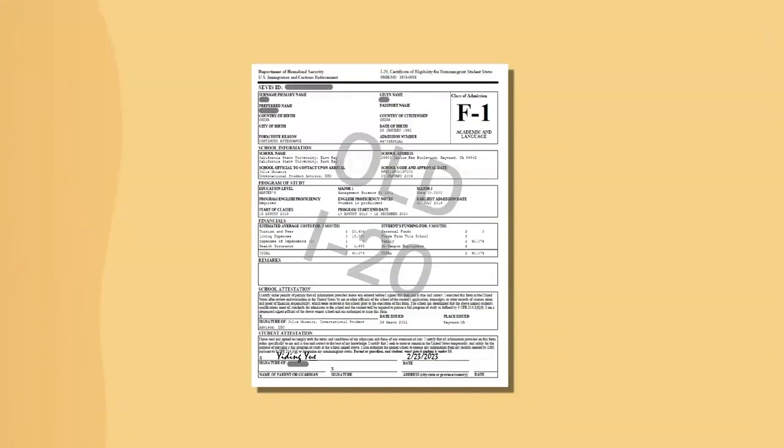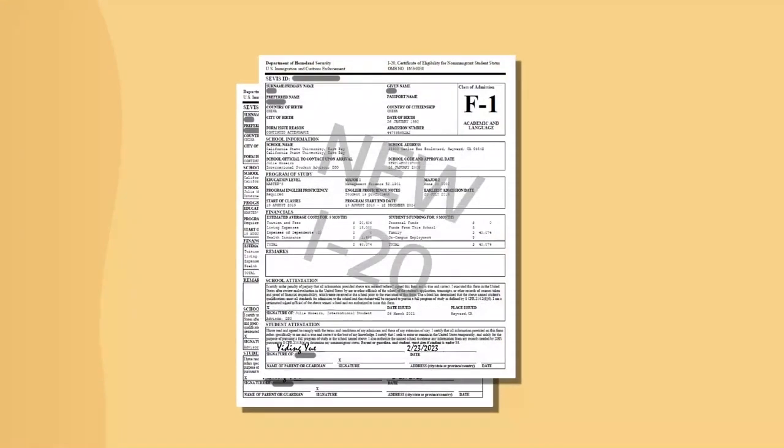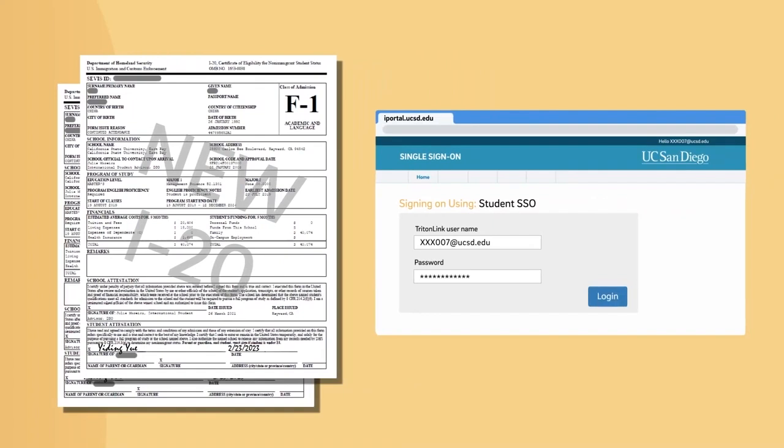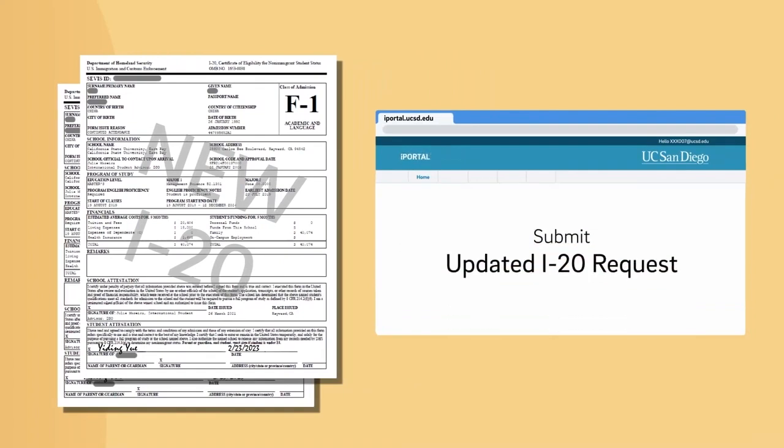Once you get a job and report it in the SEVP portal, you may choose to request a new I-20 with your employer information printed on it. To do this, submit an updated I-20 request in iPortal.